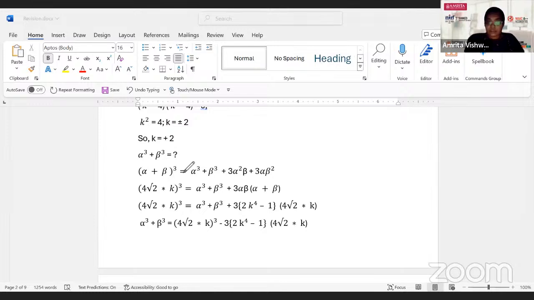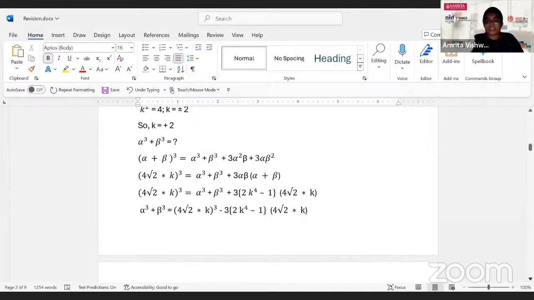So alpha plus beta whole cube equals alpha cube plus beta cube plus, and here I have taken 3 alpha beta into alpha plus beta. Alpha beta was 2k raised to 4 minus 1 and alpha plus beta was 4 root 2 into k. So I have substituted for alpha beta into alpha plus beta. Now, taking this side, it will be 4 root 2 into k the whole cube minus 3 into 2 into k raised to 4 minus 1 into 4 root 2 k. Now I have the value of k as 2, because only the positive value is applicable in this case.